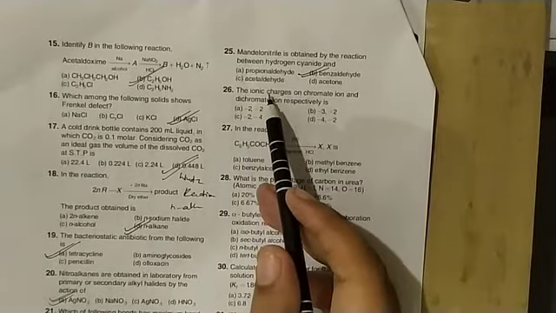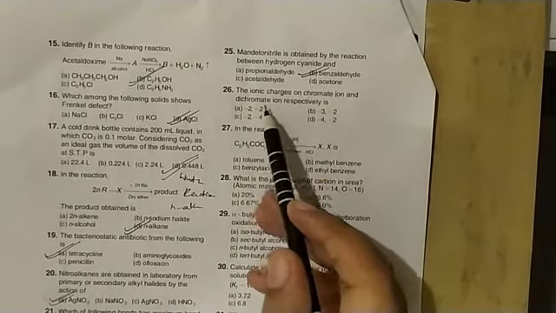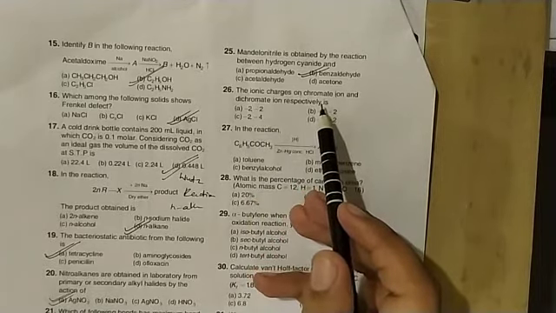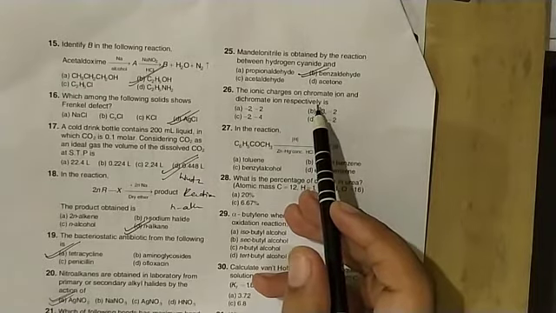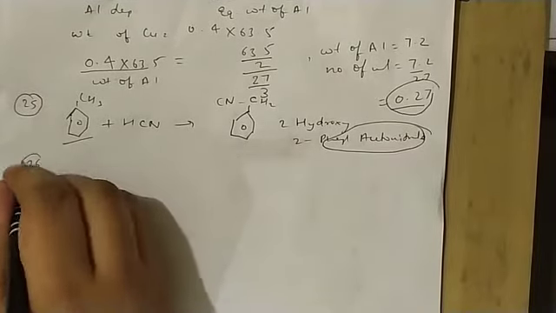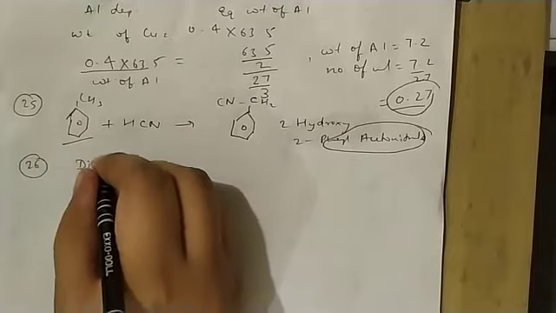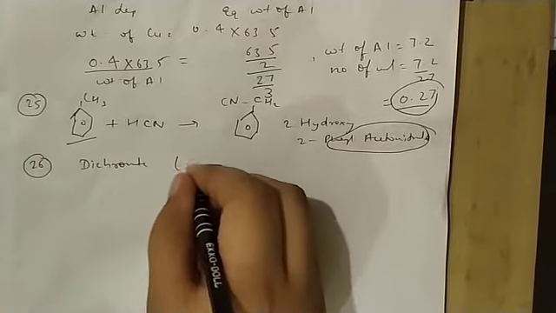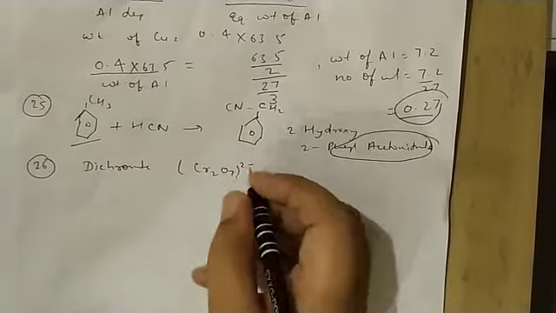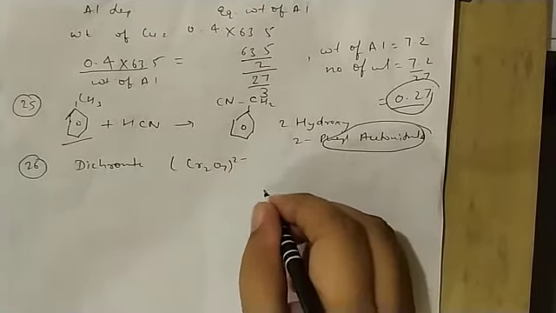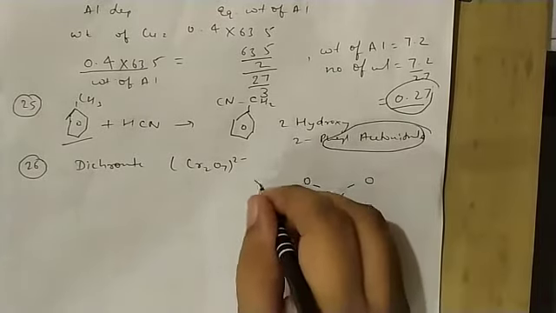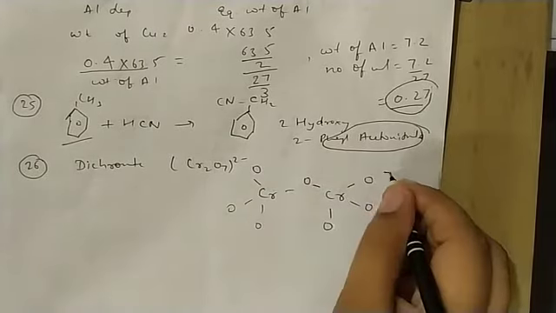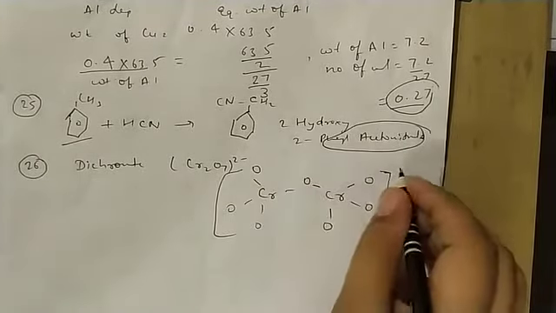Question number 26 is, the ionic charge on chromate ion and dichromate ion respectively is. We have to find out the ionic charges on chromate ion and dichromate ion, so let's make the structure of it. We know that dichromate has the formula Cr2O7 2-. If we make the structure of it, it will look like Cr, O, Cr, with O on each side, and the whole contains a charge of -2.